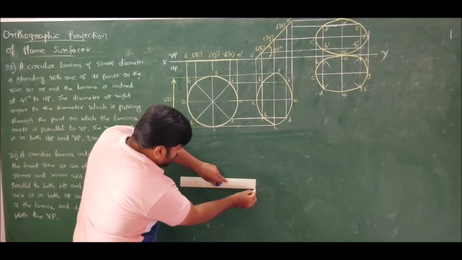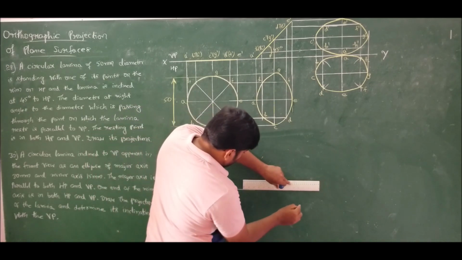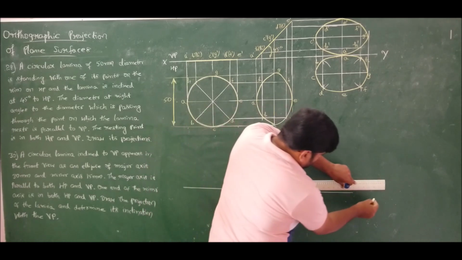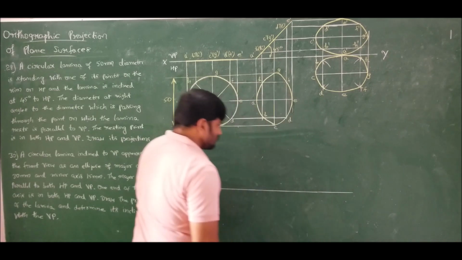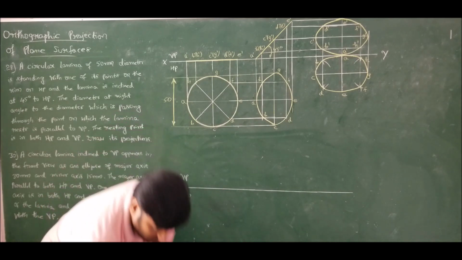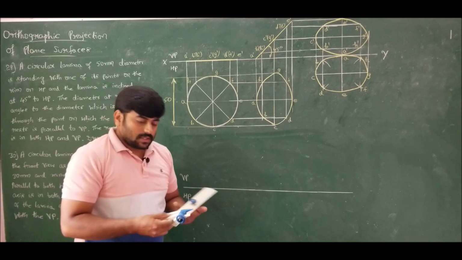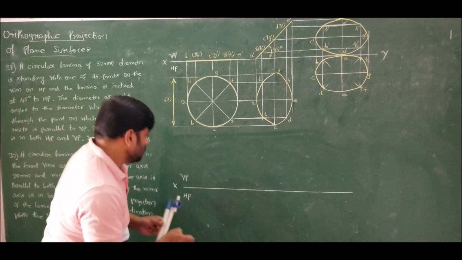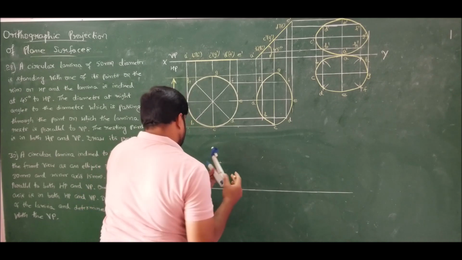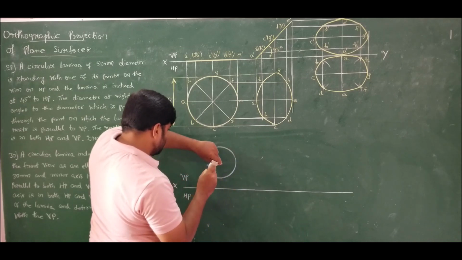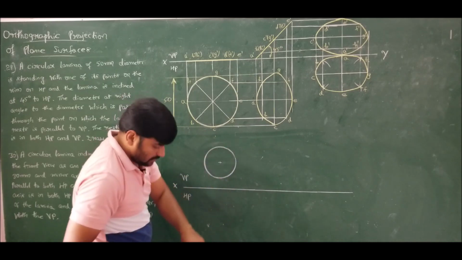First let us draw XY line. So this is X, this is VP and HP. Now draw a circle whose diameter is equal to major axis of the ellipse, which is 30 millimeters. So taking 15 mm as radius, I am drawing a circle. Done.